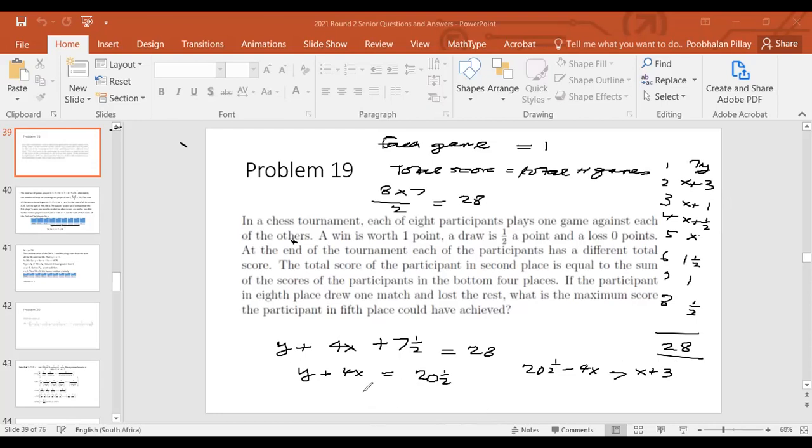And therefore, now you got an inequality involving x. So 20.5 minus 3 is 17.5, and that's greater than 5x. And 5x less than 17.5 means that x is less than 3.5. You want the largest possible value for x, and the largest possible value for x, which is less than 3.5, is 3.